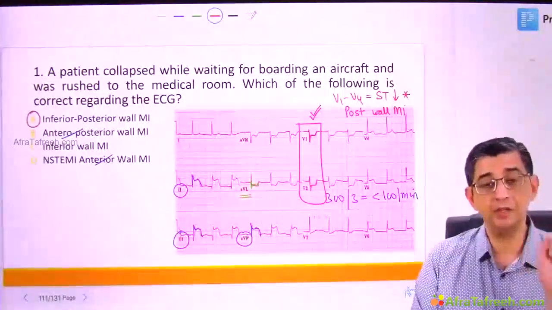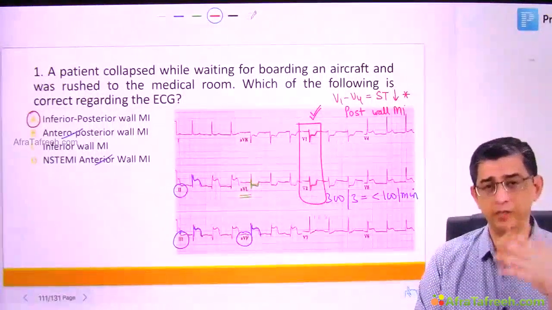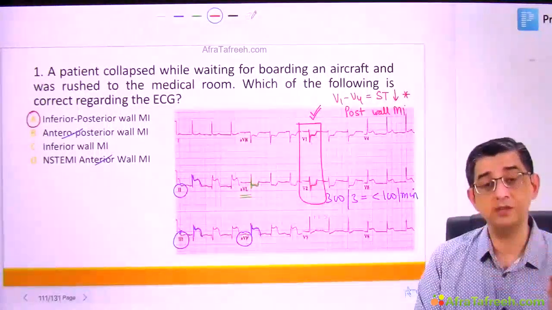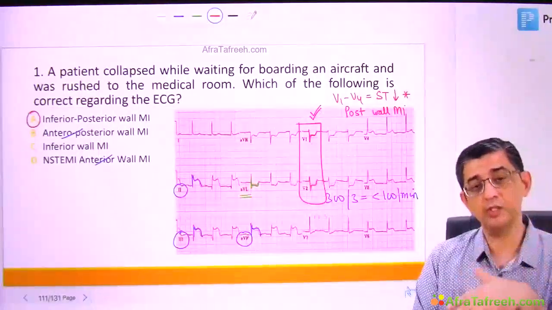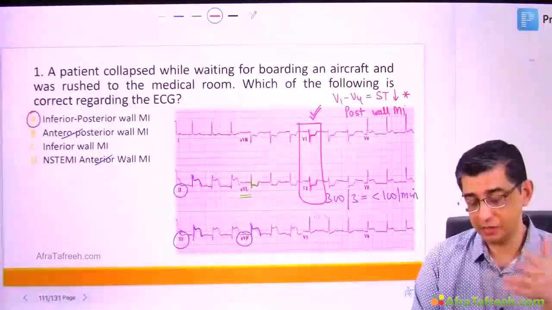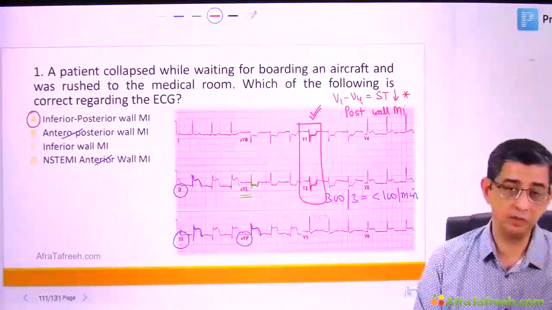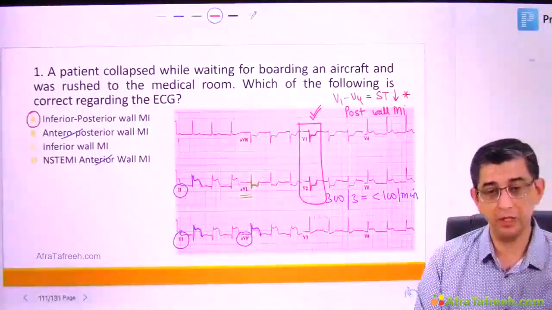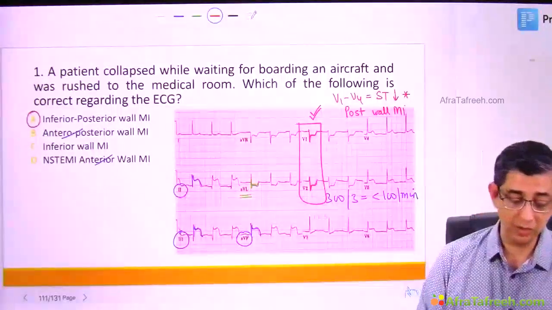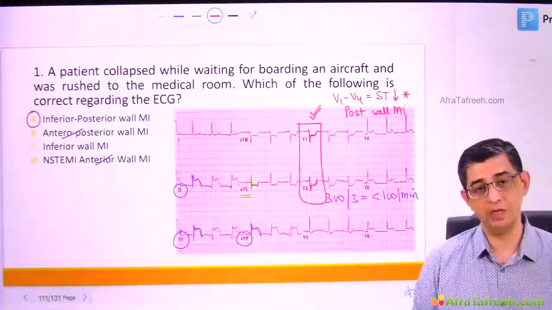I want to reiterate that before you look at the obvious answer in the question, look at some additional findings that may be given. This question was introduced just to induce an error of judgment. Otherwise, I could have given you a plain inferior wall MI as well, but that would not have shown this specific finding. So the answer to this question turns out to be option A.